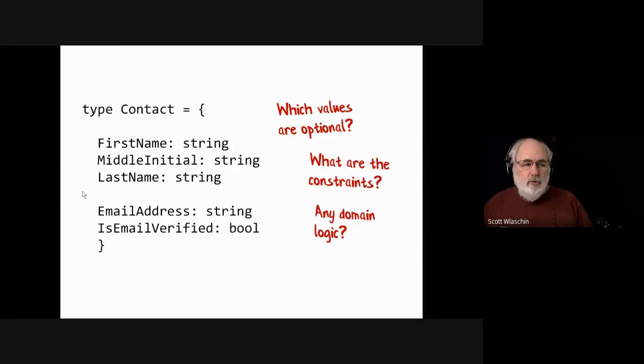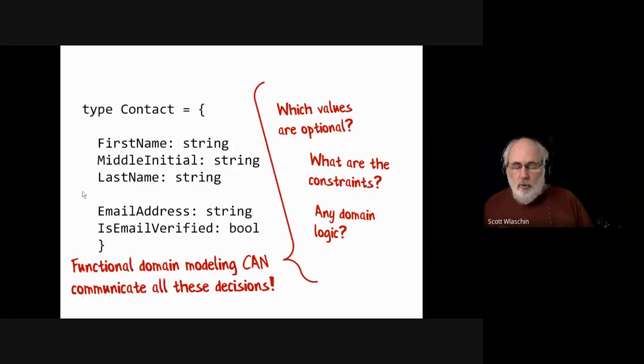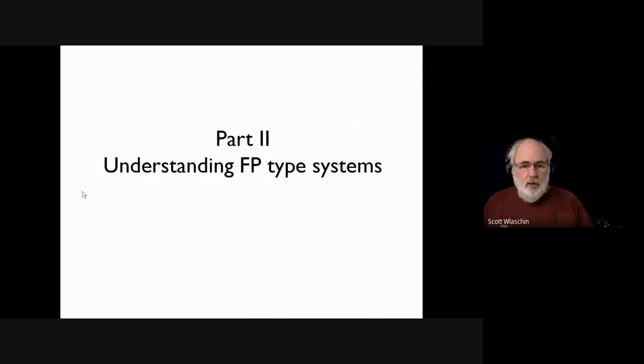So all these things, which is optional, what are the constraints, what's the logic, we are going to fix them all in the next 60 minutes or so. We're going to use domain modeling, and we're going to communicate all these decisions in the design, not in some separate validation piece, but actually in the design. And I'm going to show you how to do that. Right. Any questions before I move on?